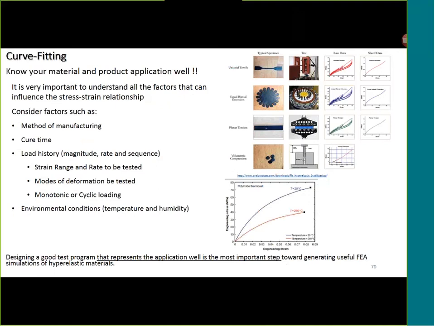To do a better curve fitting, it is important you know your material and your product well. You should know what is the purpose of the product you are designing, and what are all the deformation modes that the elastomeric material can undergo when the product is put under service, whether it is going to undergo shear deformation, or biaxial tension, or only pure compression. You should know the deformation mode that the product is going to see when the product is in service.